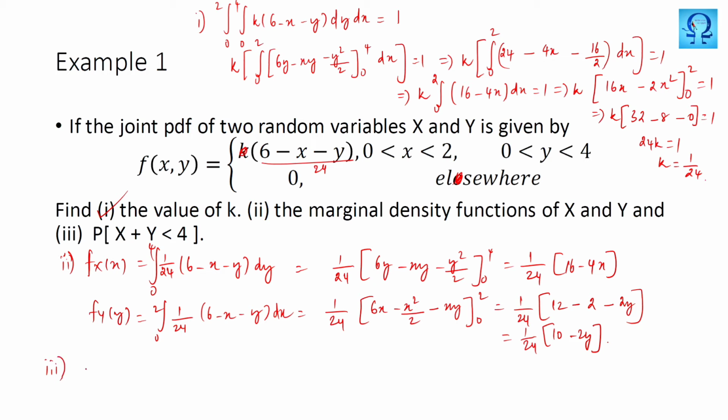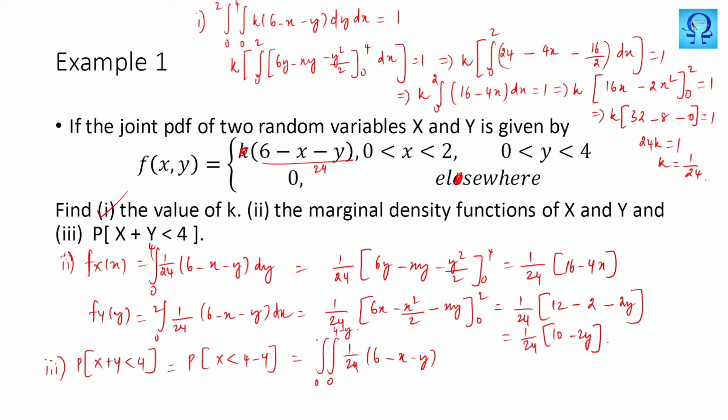Now we need to find the probability of x plus y less than 4. This can also be written as the probability of x less than 4 minus y. Now we have the restriction on x and we don't have any restriction on y. So the integral of the given function, 6 minus x minus y, where we have the restriction on x from 0 to 4 minus y.